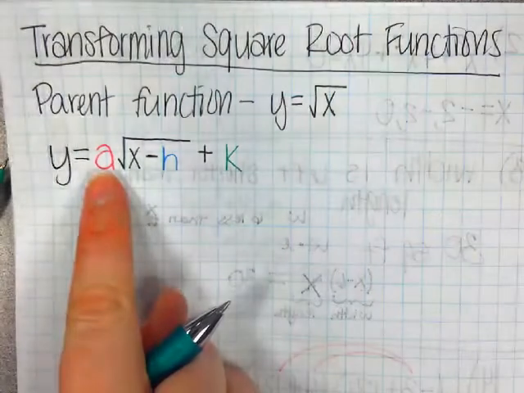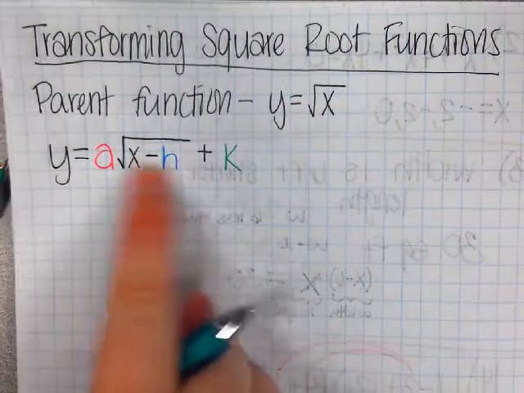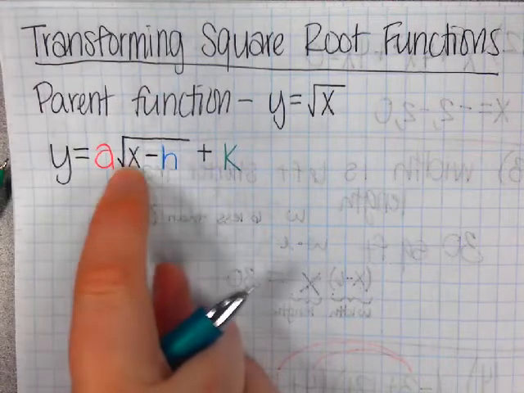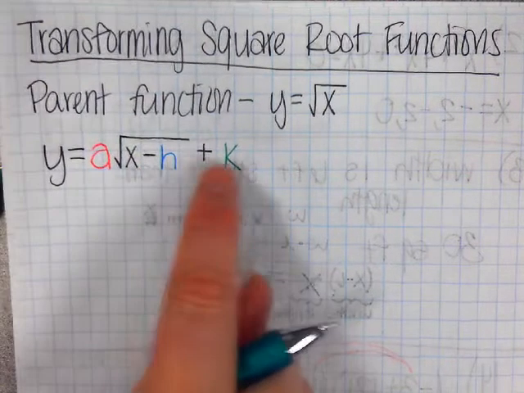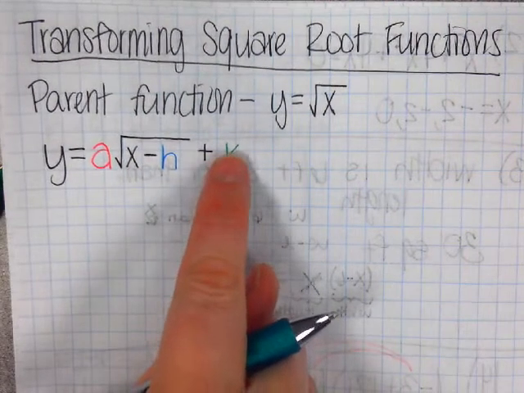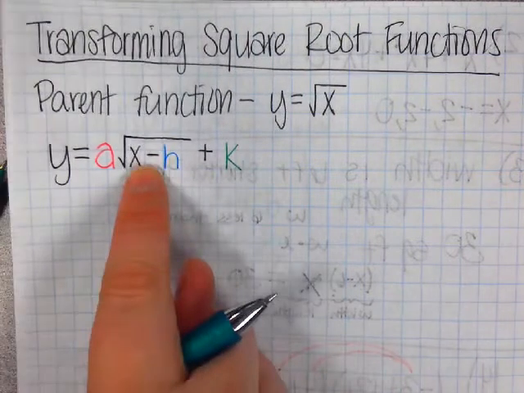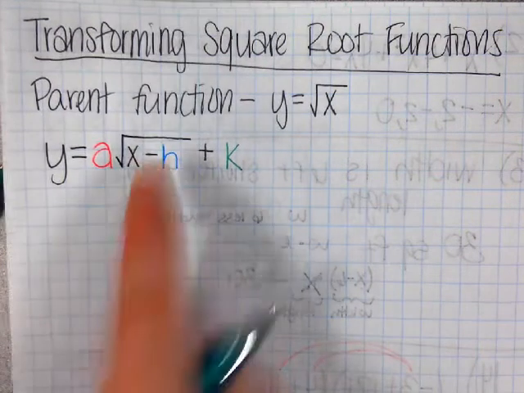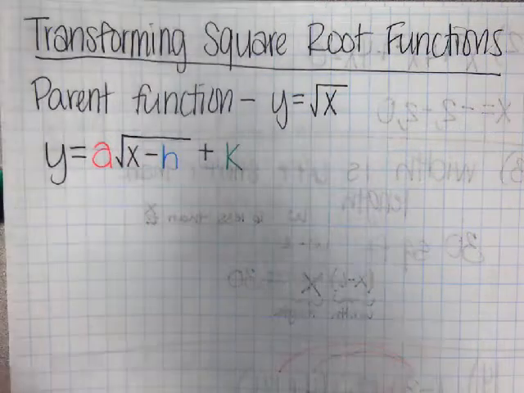So remember, the a is always out front, the h is always inside of the parentheses. Well, in this case, it's just under the square root, and then the k is adding or subtracting at the end. Don't forget the h is always opposite. That's why it's x minus h. So the a value does the same thing.